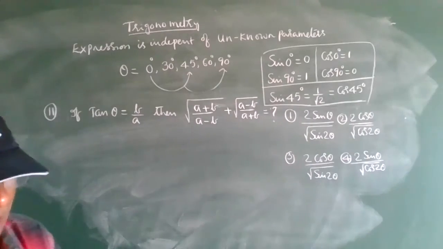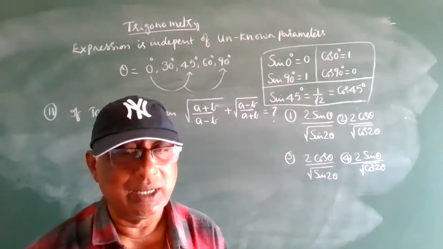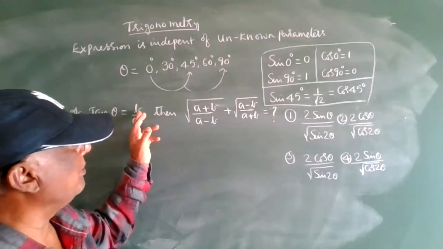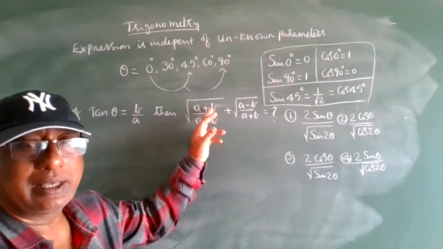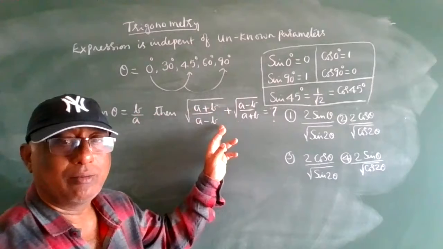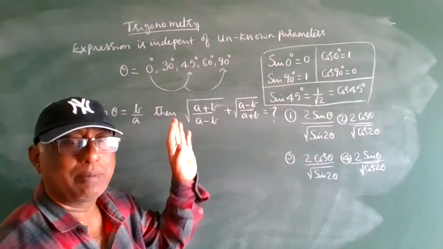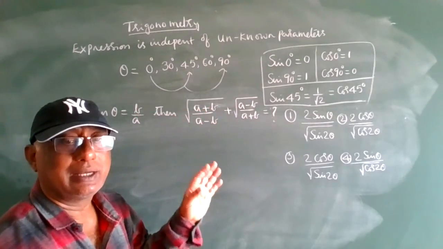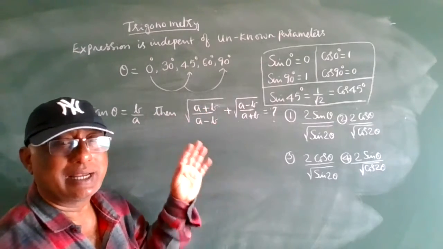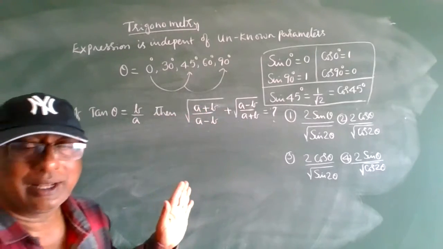Everyone observe. The procedure they are telling is: here a by b, b by a is given. Take a common and cancel, 1 minus b by a and 1 plus b by a, then write down tan theta, convert to sine and cos, rationalize and simplify, and we get the answer. They will tell that. I am not doing it like that.